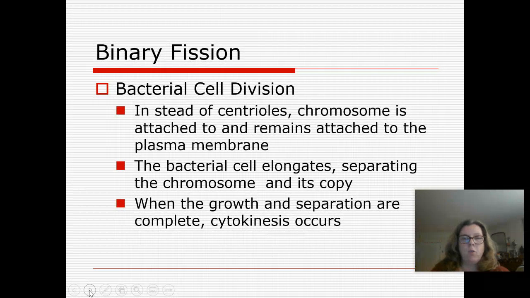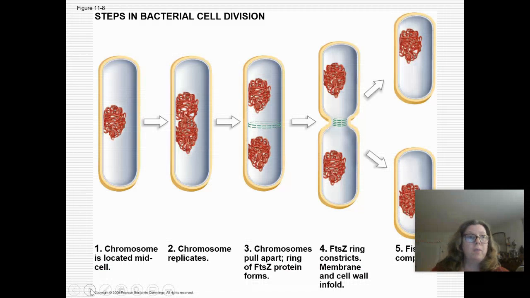It is the original piece of DNA, which is attached here, and its copy is attached here. As the cell elongates, they get pulled apart. And when the growth is complete and the DNA is completely separated, then cytokinesis occurs. Real simple. There it is.